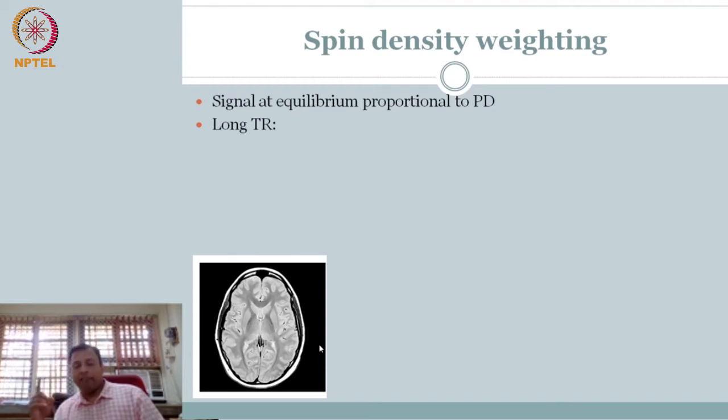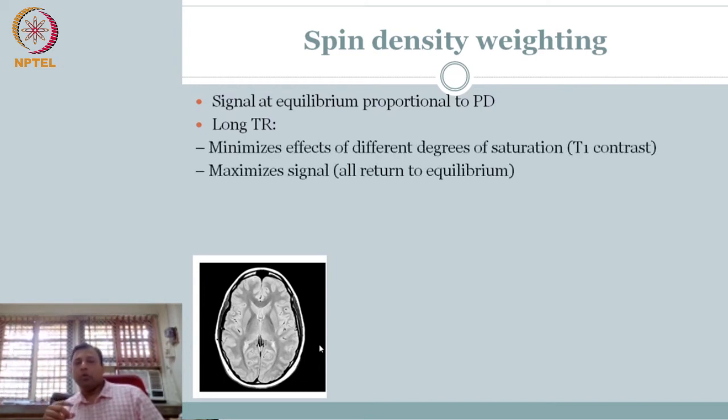How can I do that? I can wait a long TR. I will wait for a long time, long repeat time. TR is time to repeat. So when I do that, what happens? If I wait for a long time, even if each of the tissues has different T1 properties, I waited long enough that even the weakest guy, the one that takes the most time to come to equilibrium, has now come to saturation. So I don't have the effect of different T1, or the T1 contrast is minimized.